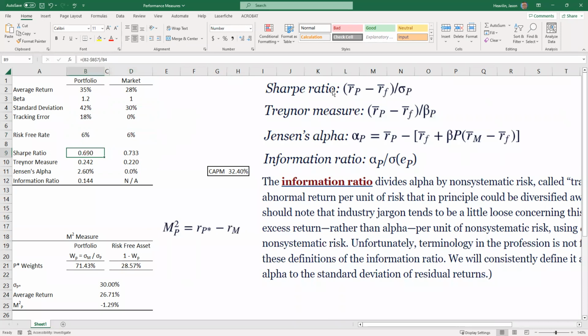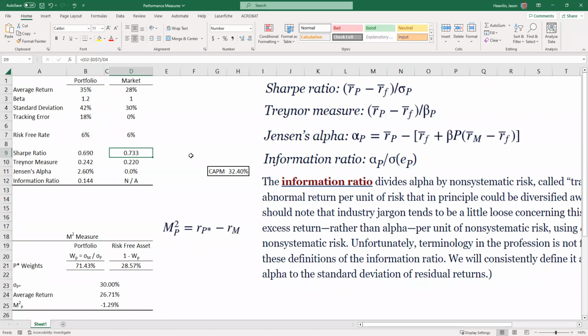And now we get into these calculations. For the Sharpe ratio, we take the portfolio minus the risk-free rate, and whatever we get there, we divide by the standard deviation. So the Sharpe ratio for this portfolio is 0.69. The Sharpe ratio for the market portfolio is 0.733.